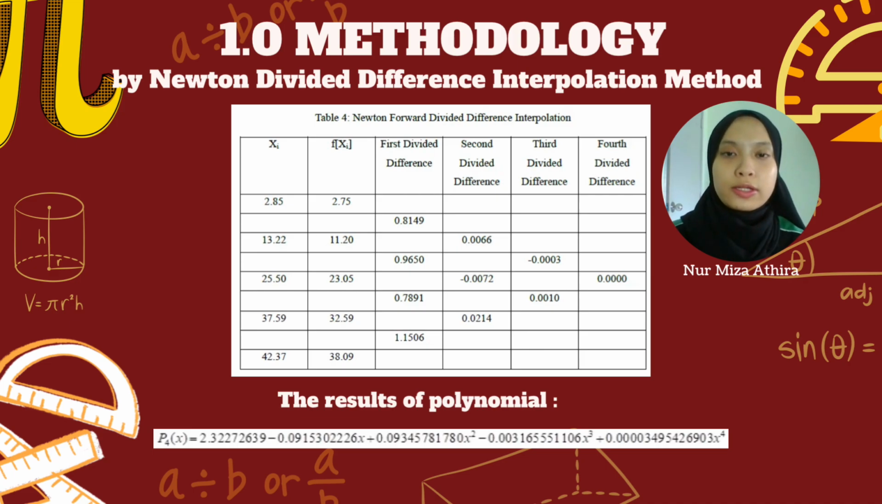Table 4 on the slide shows the Newton forward divided difference interpolation method. The table was organized to compute the first, second, third, and fourth divided difference required for the Newton forward divided difference interpolation, and then we can see the result of polynomial here.